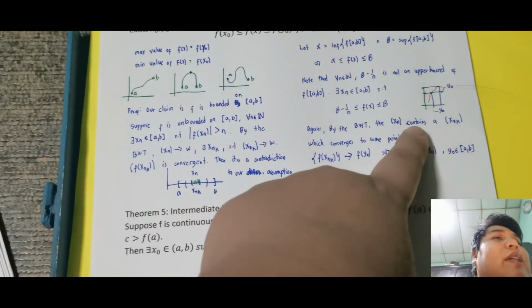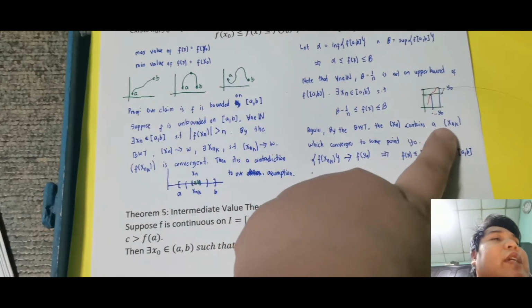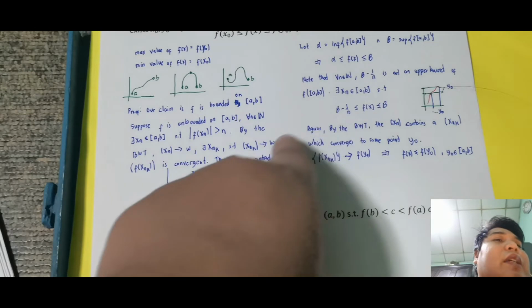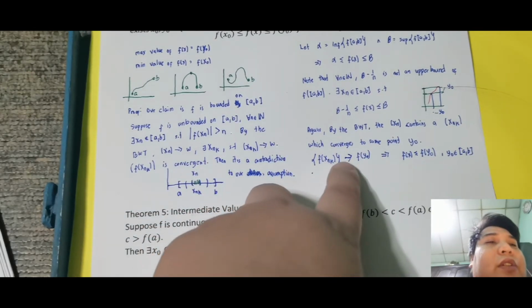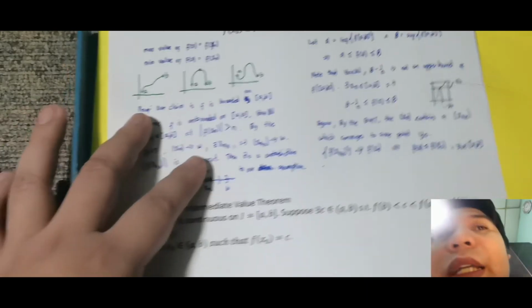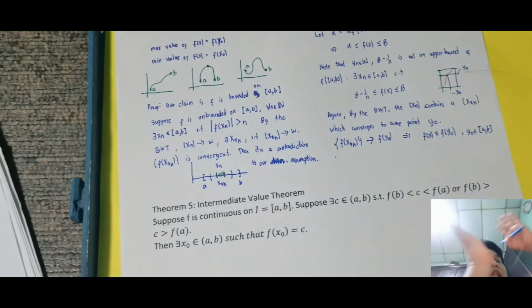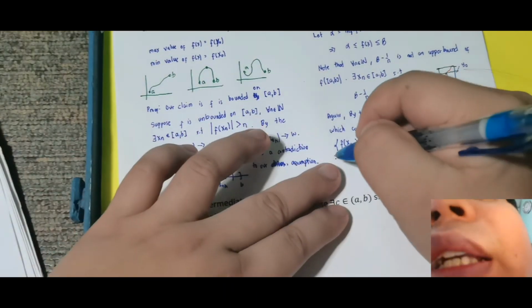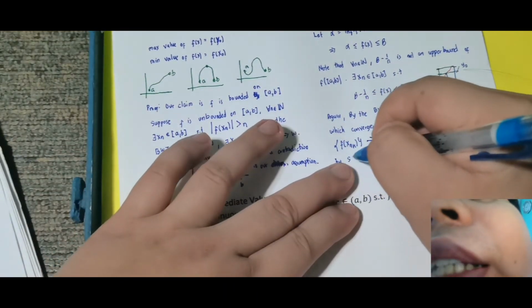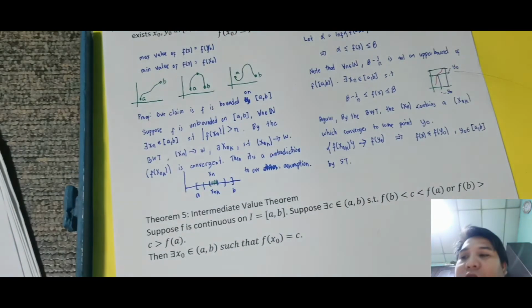Alam ko sa subsequence yan. Sabi ko, by Bolzano-Weierstrass theorem, yung x sub n, meron siyang x sub n sub k na subsequence na nagko-converge to some point y naught. So, yung f of x sub n k converges to f of y naught. This is by squeeze theorem, kasi nga, almost naiipit na. Napakalapit na yan. Sorry, nagulo yung drawing ko. By squeeze theorem or by sandwich theorem.